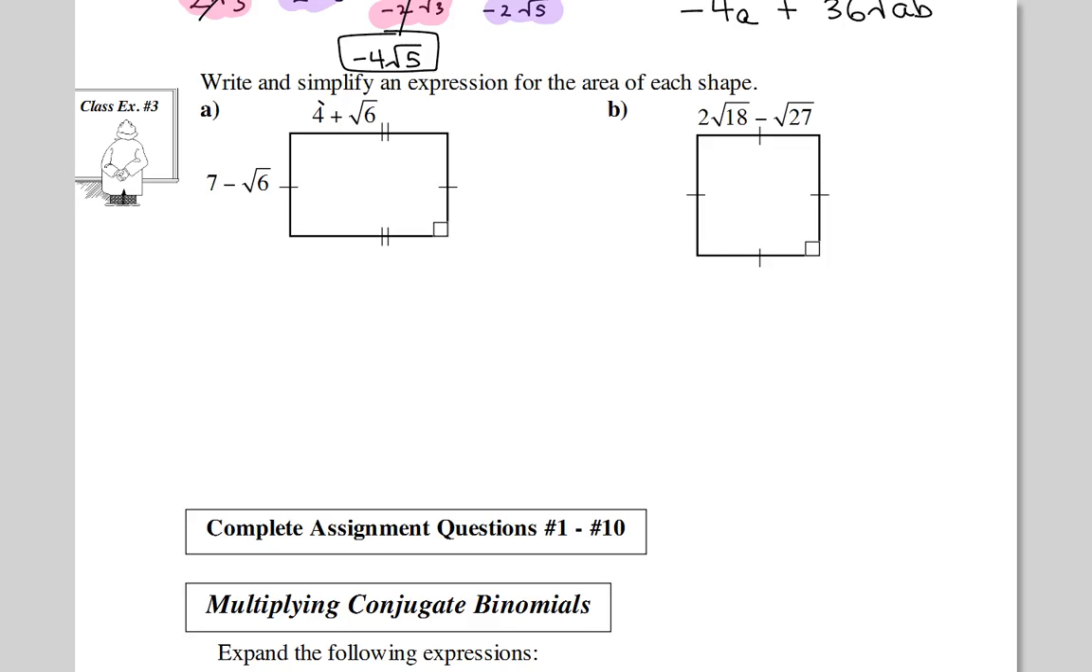In this workbook that you have, they will often put shapes up for this radical stuff and then make you do some basic geometry. So area of a rectangle, obviously, length times width, and area of a square is just going to be side times side, or side squared. Okay, so just jot that in so you know. So 7 minus root 6 is the length, and 4 plus root 6 is the width.